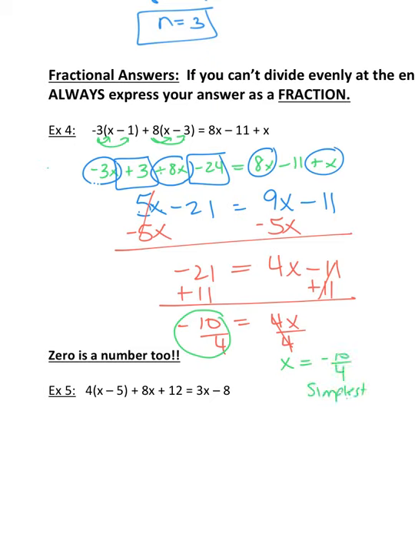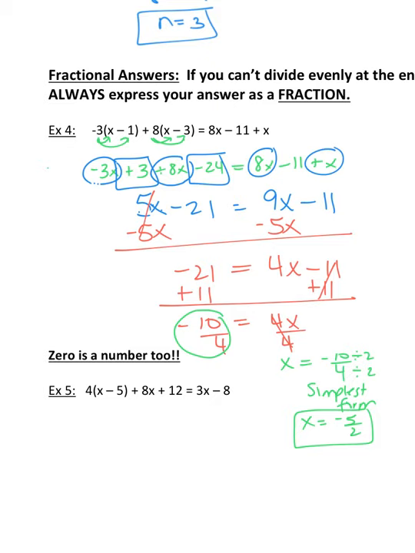So simplest form means I'm going to divide the numerator and denominator by whatever number goes into both of those numbers, which is 2. Simplest form is x equals negative 5 over 2. And you can leave it as an improper fraction. You do not need to change it to a mixed number. Just leave it as negative 5 over 2.